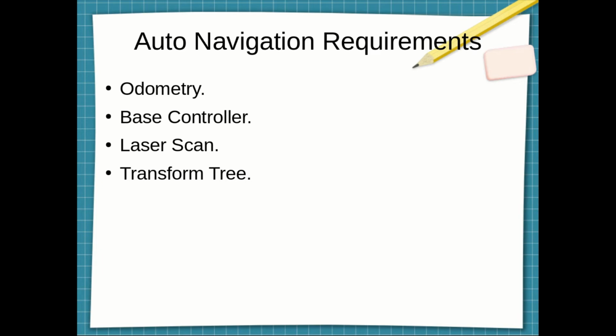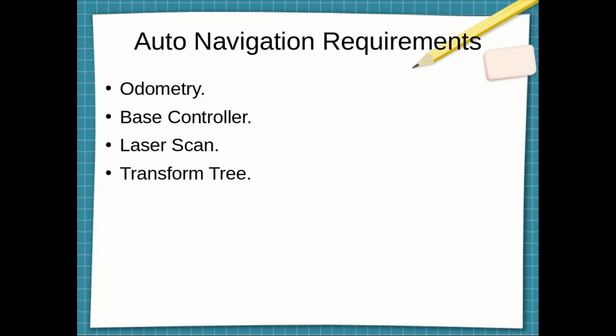The next thing that we will need is a base controller. This is a very important element in the navigation stack because it is the only way to effectively control the robot. We can communicate with the robot and control it by sending and receiving messages and connecting to this base controller.